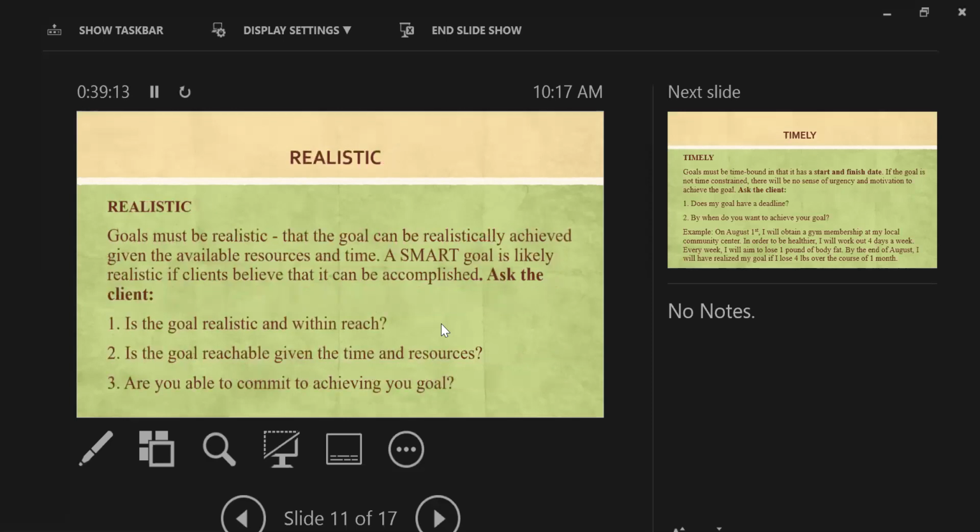Realistic. The goal must be realistic, that the goal can be realistically achieved given the available resources and time. A SMART goal is likely realistic if clients believe that it can be accomplished, right? As a client, is the goal realistic within your reach? Is the goal reachable given the time and resources? Are you able to commit to achieving your goal? Exactly. Are you able to commit?